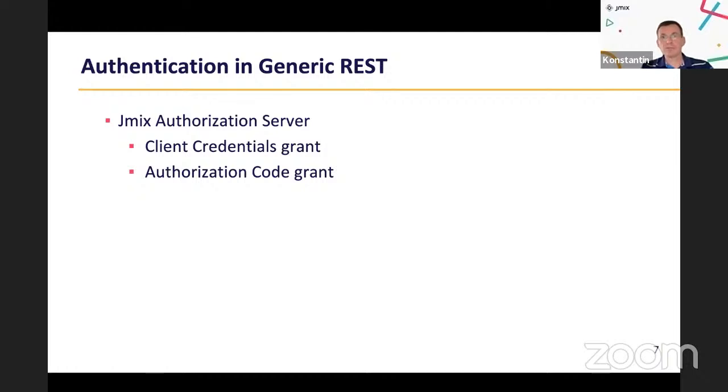The OAuth specification defines multiple ways of obtaining an access token. They are called grant types. And the old Jmix security OAuth2 module supported only the password grant, which was not recommended and even removed in the latest version of the specification. The new Jmix authorization server supports modern client credentials and authorization code grant types.